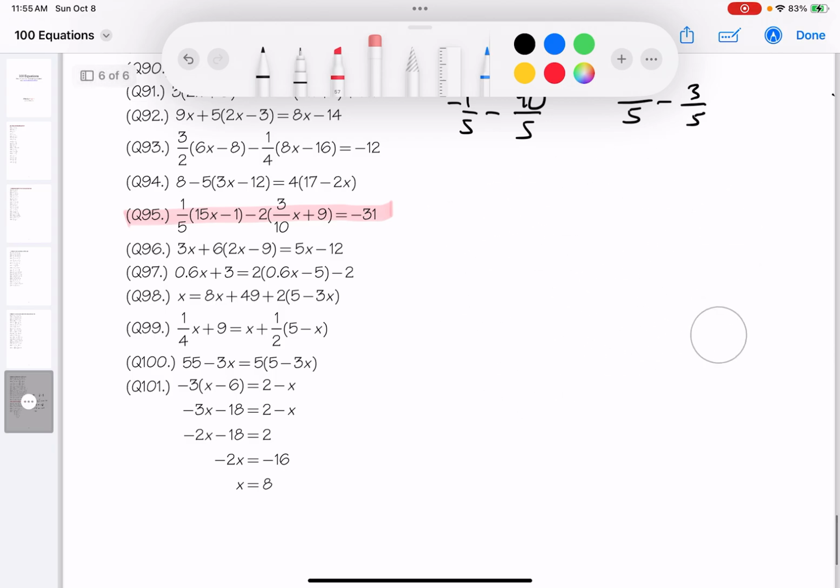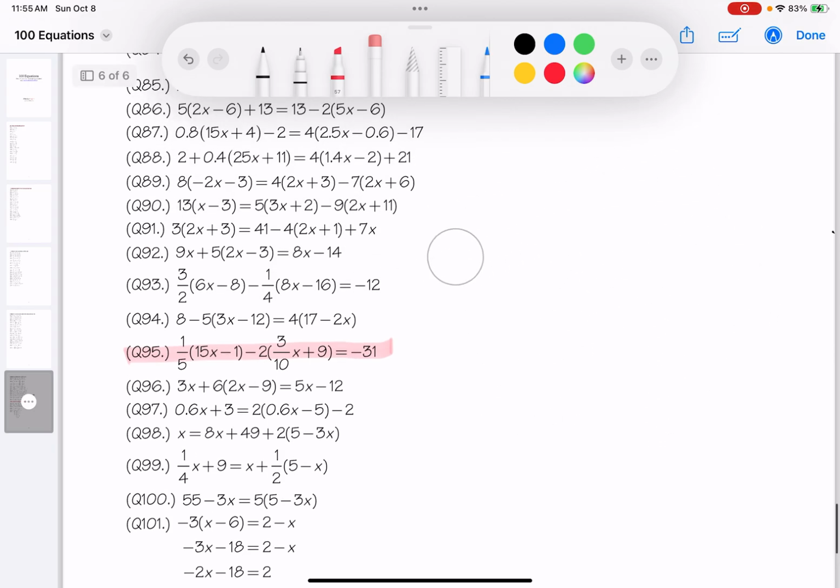Let's keep moving. Let's erase this business over here. And we're going to go to 96. We're getting really close to the end, by the way. I know it's tedious. Everyone finds this to be tedious, by the way.